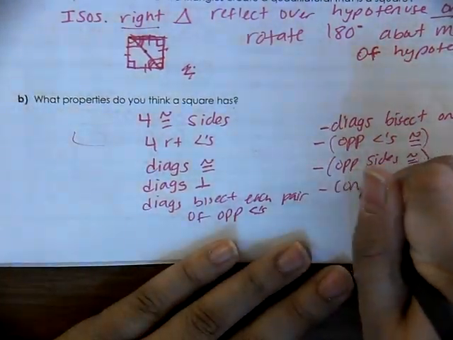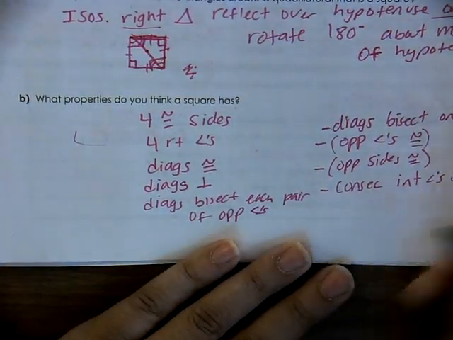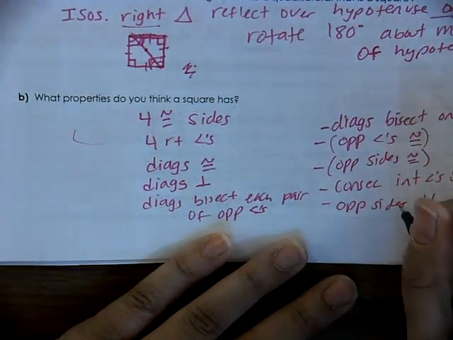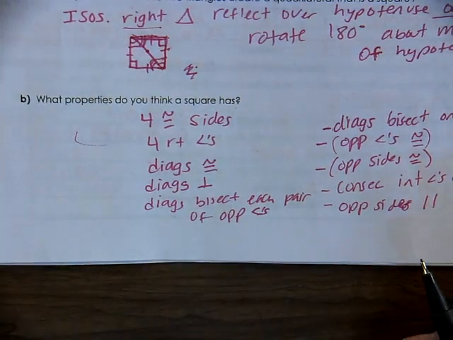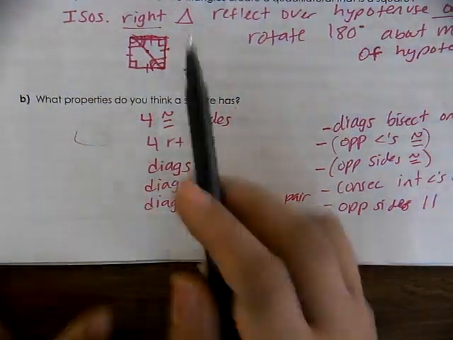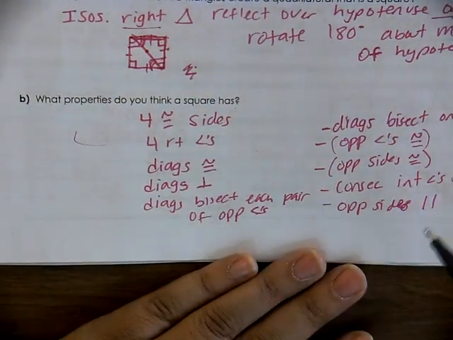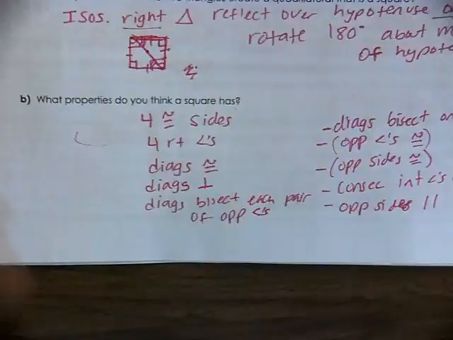And finally, consecutive interior angles supplementary. Oh, I forgot to include the definition also. Opposite sides parallel. I do like to include the opposite sides parallel because you could draw in your alternate interior angles that way with the diagonals and see that they are going to be congruent because they're alternate interior from this piece. All right, and that's where we stop.